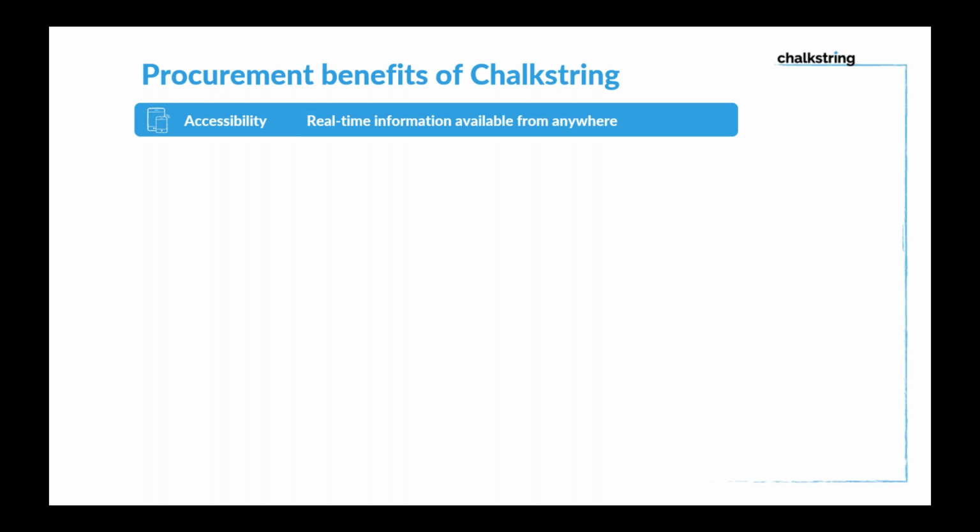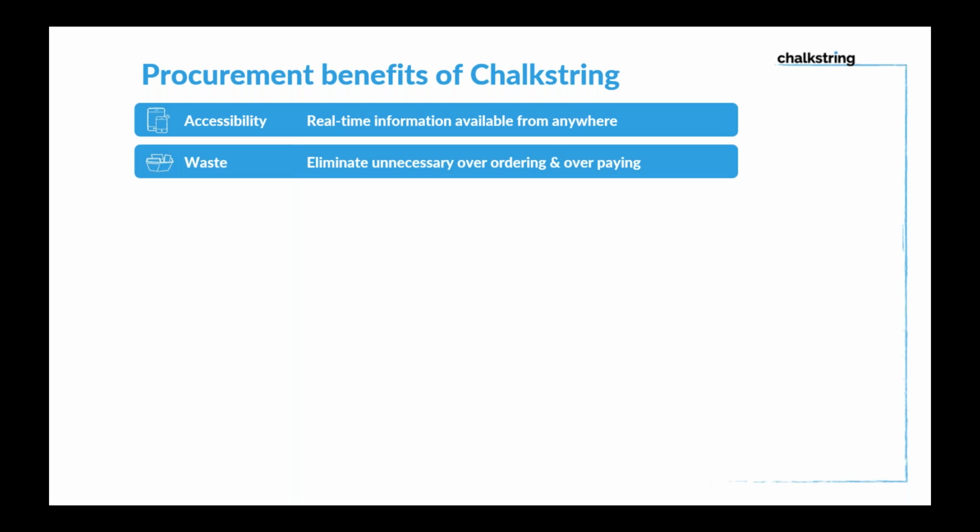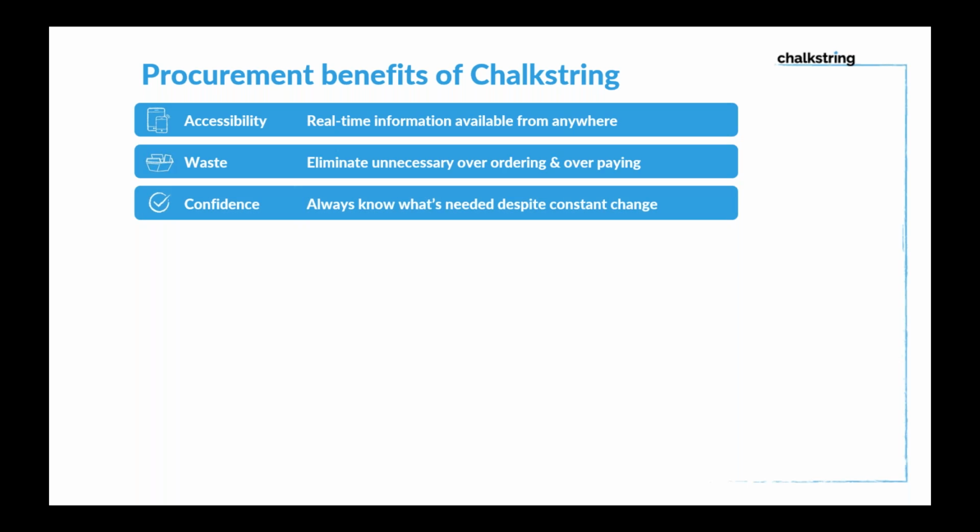So in summary, as we draw to a close, hopefully what you've seen, looking purely at the procurement side of Chalkstring, so we haven't looked at estimating or valuations or applications today, is that in terms of the procurement benefits, it's accessible. Wherever you are, whatever device you're on, you can access this information in real time at your fingertips. It eliminates waste because you're only ordering what you need and making sure you're not overpaying suppliers.